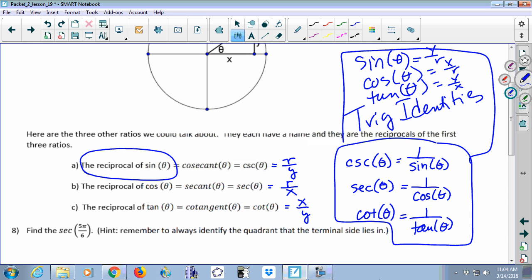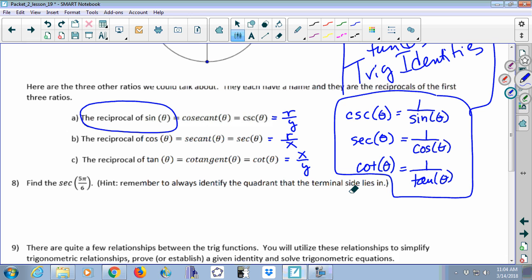All right, so let's find the secant, a brand new trig. What's the secant? Secant is the reciprocal of cosine, so secant is R over X. Okay, so what you have to remember is just which one of these belongs to which one of our 3 original ratios. That's all you have to remember. And as long as you can remember your original 3, then all you have to do is invert them. Okay, so secant is the reciprocal of cosine.